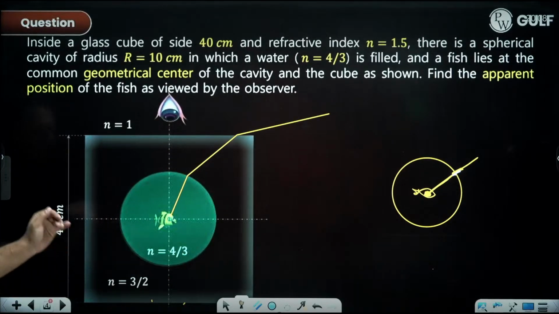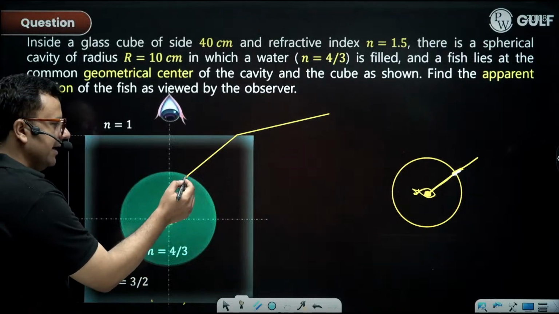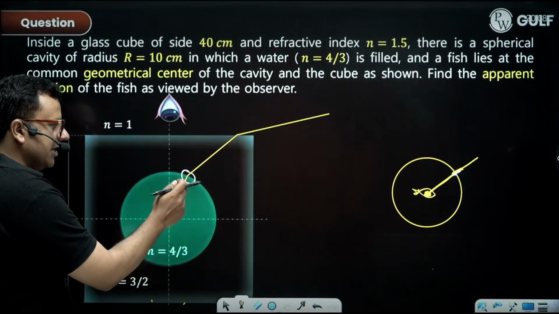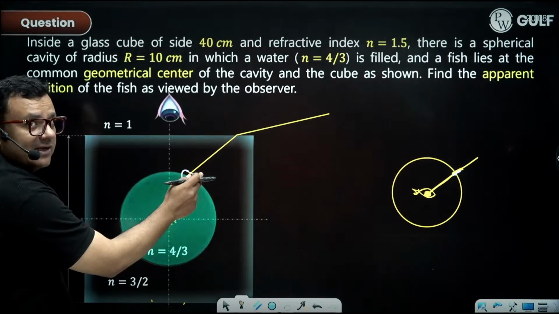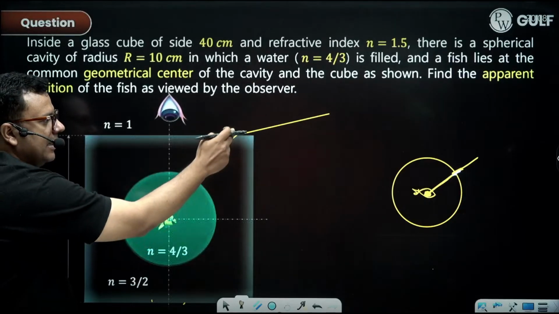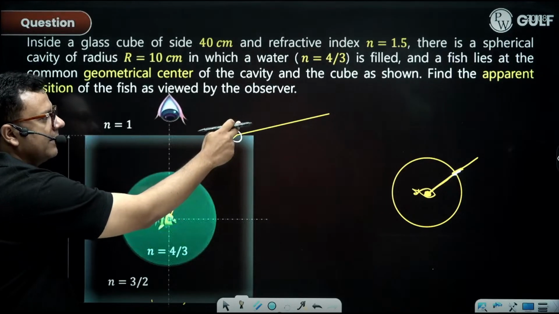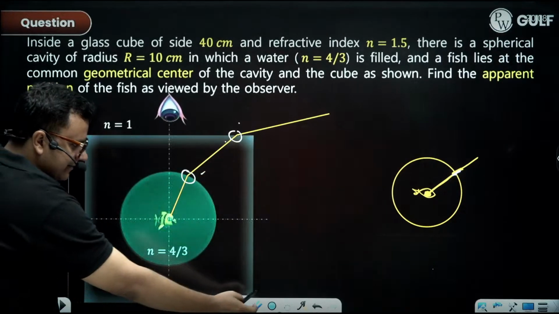So in a normal scenario we are saying the ray enters from liquid to glass, refraction will happen. Ray coming from glass to air, refraction will happen, right?